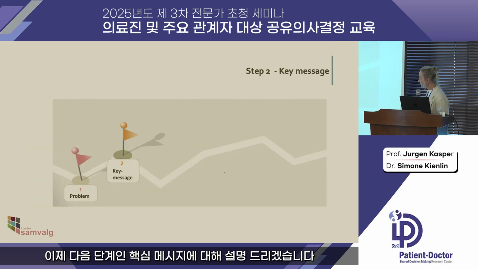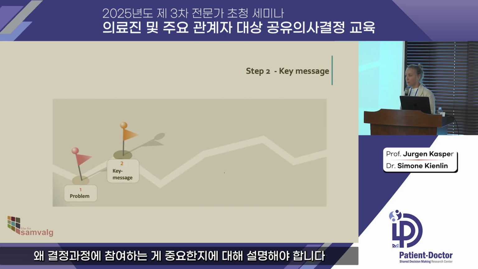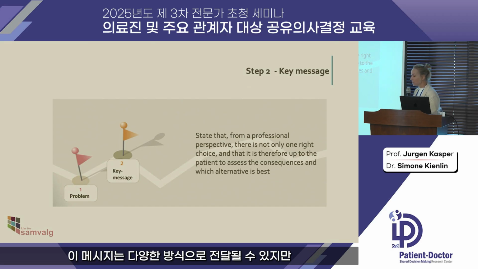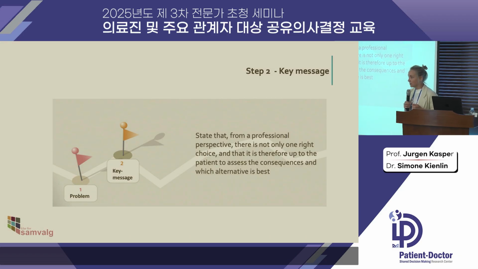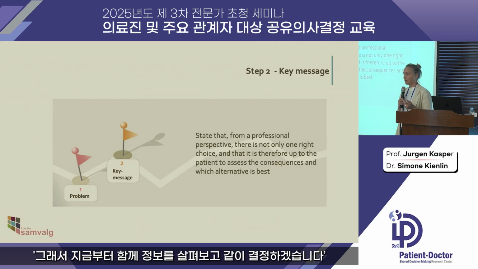So the next step is what we call the key message. In this key message, the patient should get an invitation to participate and also a reason for why it is important to participate in the decision. You can do this in many different ways, and we have seen a lot of different ways to do it. But the essence is to say that from my personal perspective, I do not know what the right choice is for you. And this is why we are going to go through this, and we will make a decision together.